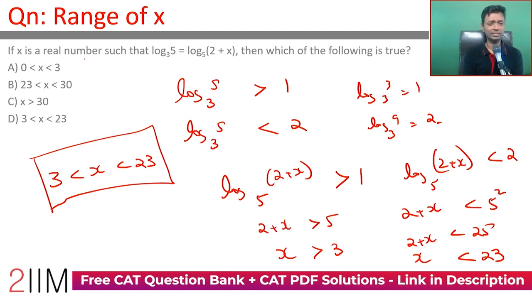And 0 less than x less than 3, that doesn't work. 23 less than x less than 30, that doesn't work. If x is more than 23, this side will become more than 2. X greater than 30, that doesn't work. This should work. This is precisely this range. We're done. Just substituting two nice endpoints and then we are through with this question.